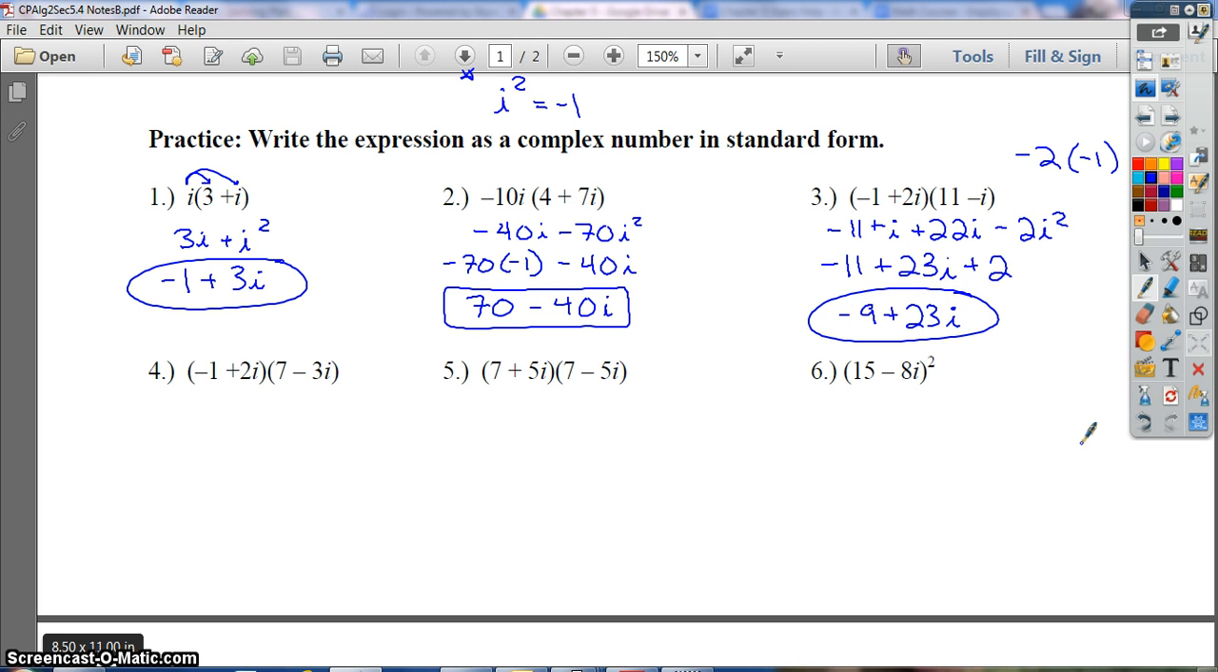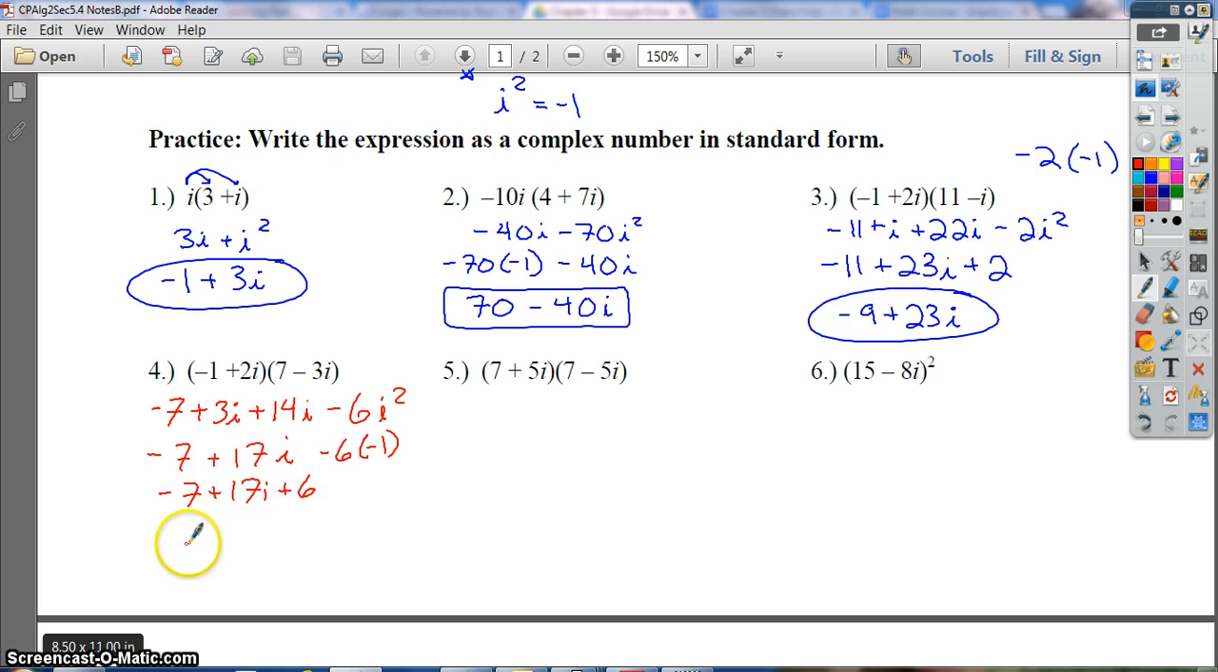Finish. Okay? I'm going to go to jump number 4. Here we go with FOIL again. I'm going to get -1 times 7 and -1 times 3i. And I'm going to do 2 times 7, which is 14i. And I'm going to get 2 times 3 is 6i squared. It'll be negative. Remember, i squared is -1, so this is -6 times -1. This is going to be -7 plus 17i. Okay. This is going to be -7 plus 17i plus 6. This is -1 plus 17i.